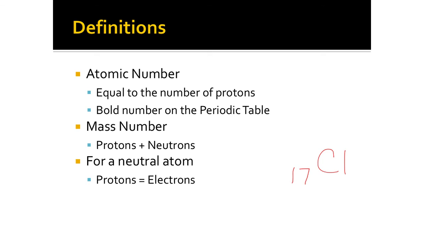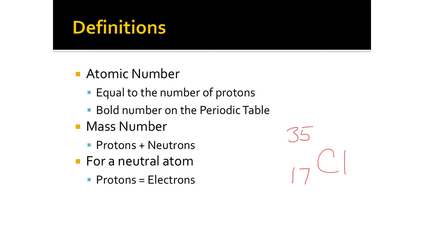Then the top number is going to be the mass number. The one that is given on the periodic table is a weighted average of the different isotopes that naturally occur. But if we have a number written here, this would be the mass number for that particular isotope. And that's equal to protons plus neutrons.